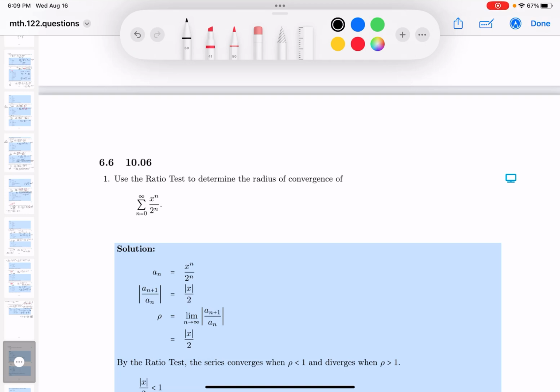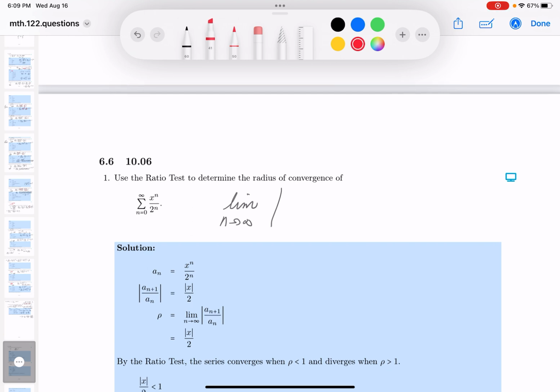Okay, for number one, the ratio test. In this one over here, let's take a look at it and write it down. So, limit as n goes to infinity of the absolute value of a_n. Let me just point out what a_n again is, this over here. And it's n plus 1, right? So it's going to be x to the n plus 1 over 2 to the n plus 1.